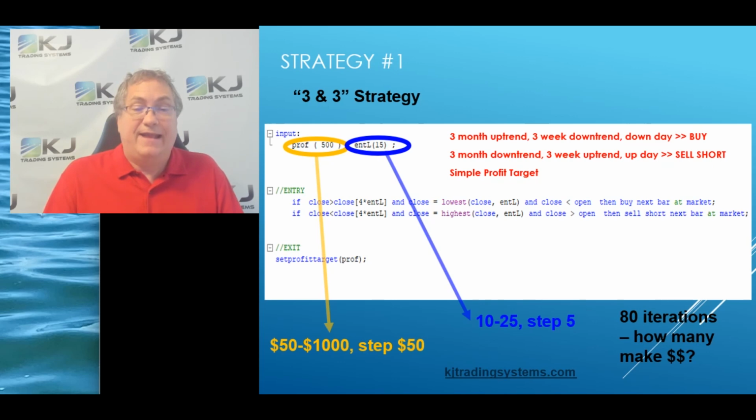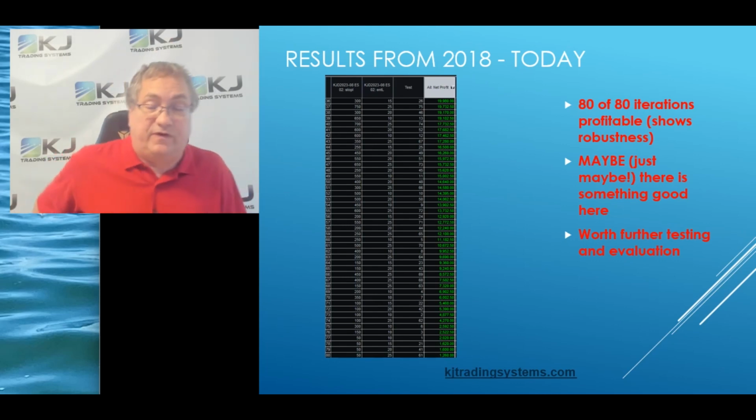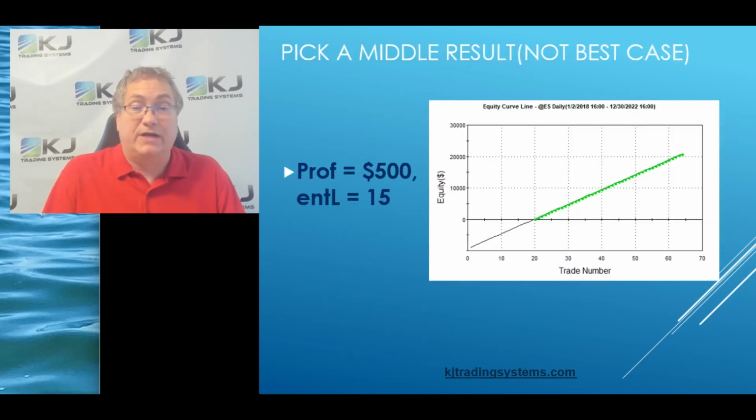So when I do that, I get 80 iterations, and so I want to look at how many of those make money over that period. And you can kind of see the results here. They're a little hard to see, but all of them, all 80, make some amount of money. Obviously, some are a lot better than the others, but that's a nice sign when no matter what I do with the profit target and the look back length, I can make money with this strategy. And so that's telling me it could be worth some further evaluation.